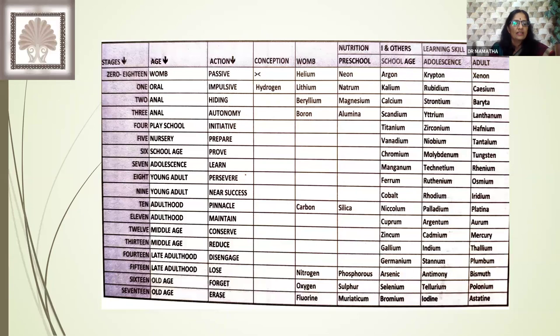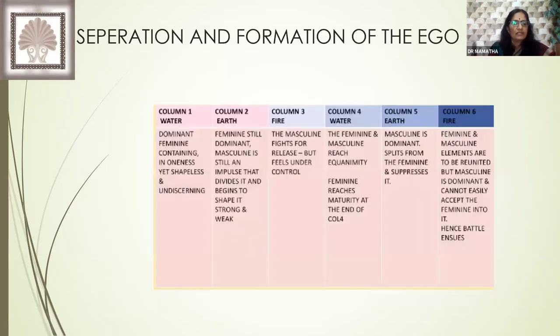And the oral stage would be covered by hydrogen, lithium, natrium, kalium, rubidium and caesium. So likewise, all the elements belong to different stages of development of human life. So, coming to the personal evolution model, here we consider that the life energy, which is there in the unconscious, comes to manifest in this world through a life, an individual.